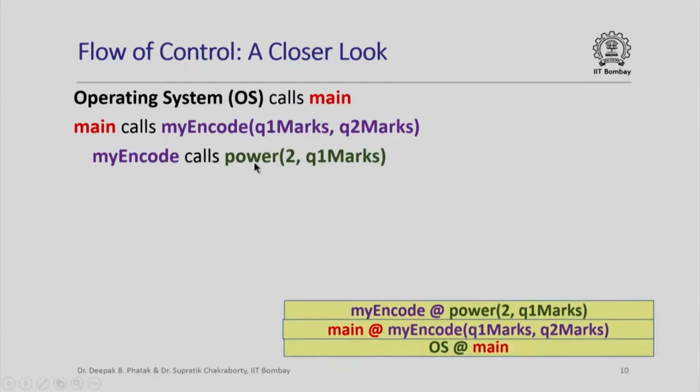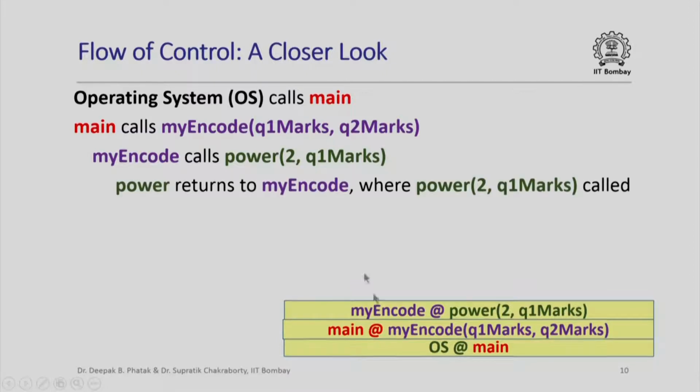Then myencode in turn calls the function power with some other values of parameters. So now I have put that on top of the previous two entries, because that is the latest function call that happens. So now when power returns, I have to look at the latest function call that happened, and I have to figure out where to go back to in myencode. Specifically, I will go back to exactly the location, exactly the instruction where myencode called power, and after that this entry is no longer needed.